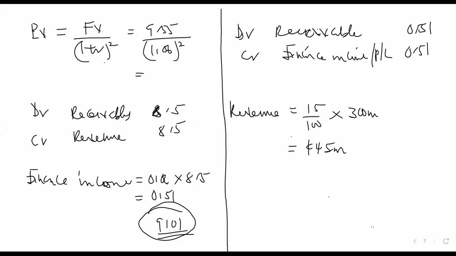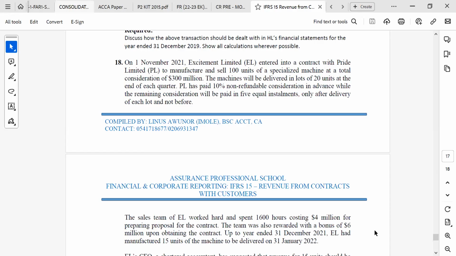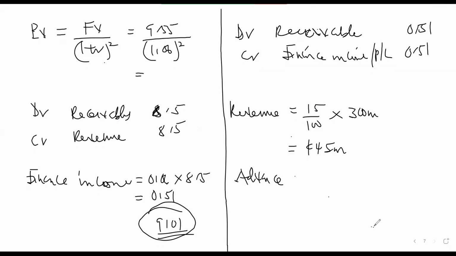They say the person has paid a certain amount. The person has paid a 10% non-refundable consideration. So let's find the advance. How much are they paying as advance payments? That will be 0.1 times 300. That will be 30 million.